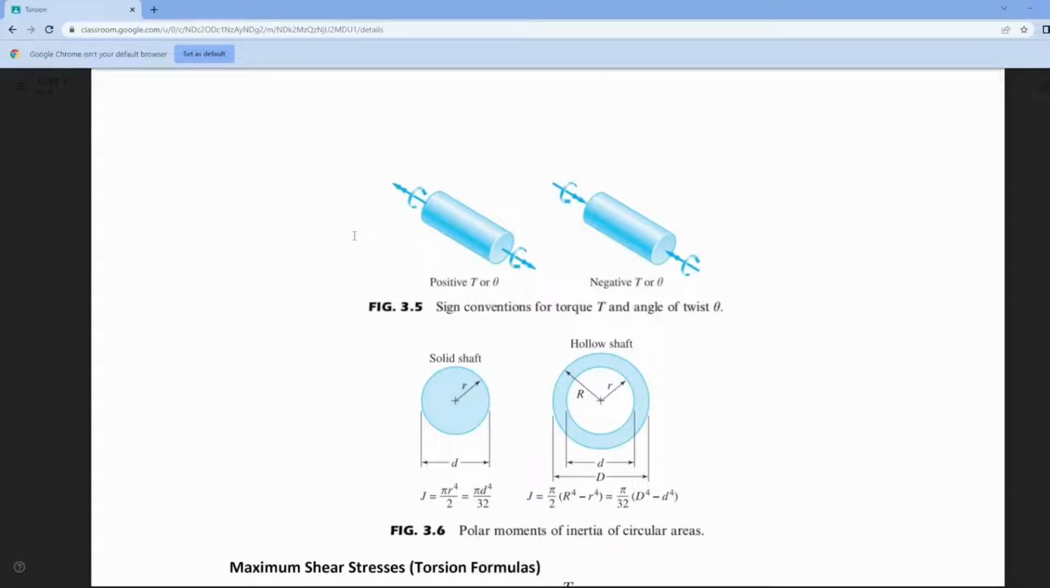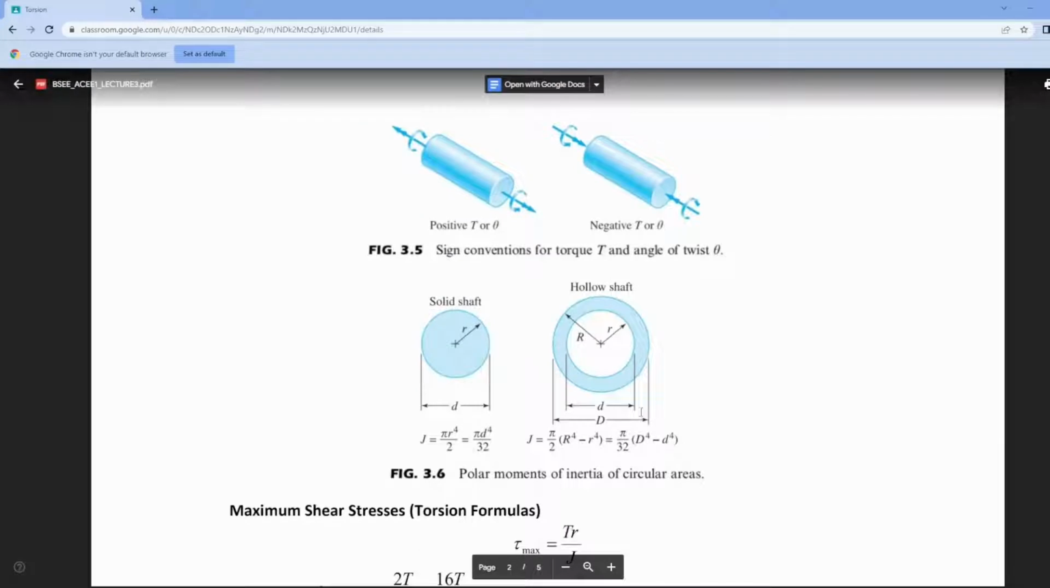If you did not follow my description of the right hand rule, you can search for it on the internet. There are many resources, so that you can better understand what the right hand rule is. Okay? Next, let's go here.